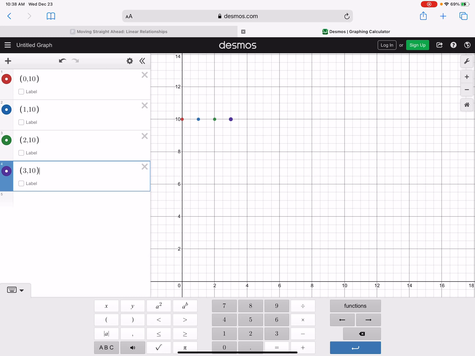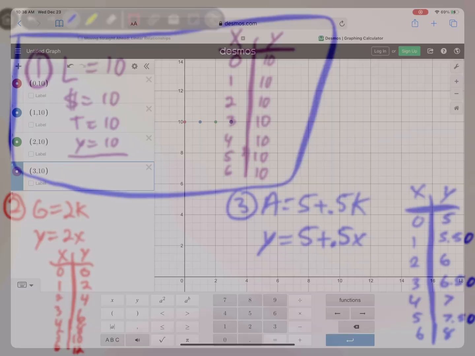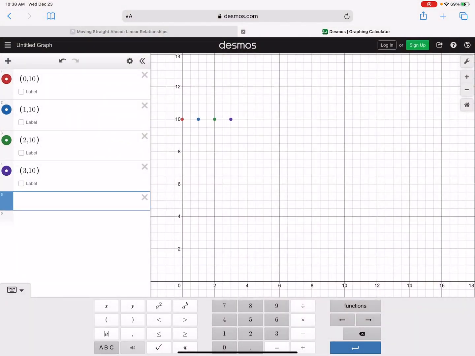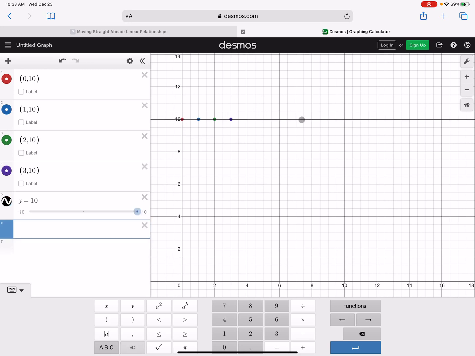So if I took my actual equation of y equals 10 and typed that in, watch what happens. Y equals 10. It's a straight line that's going to go through all of the points from the equation. I'm going to keep that up there.